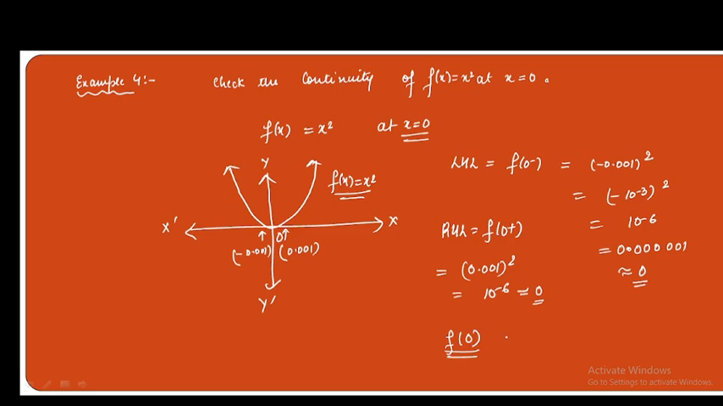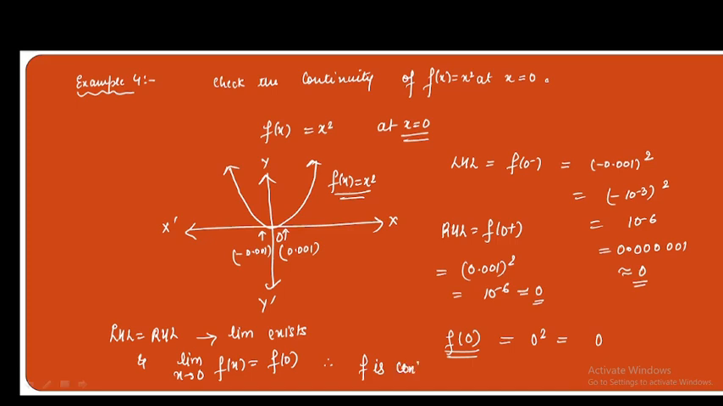Next is what? We have to find the value of function at x equal to 0. So just put 0 square, right? So this is 0. So here what we observe, that LHL is equal to RHL, that is limit exists, and limit x tends to 0 of f(x) is equal to f of 0. So we can say that f(x) is continuous at x equal to 0. Got it?